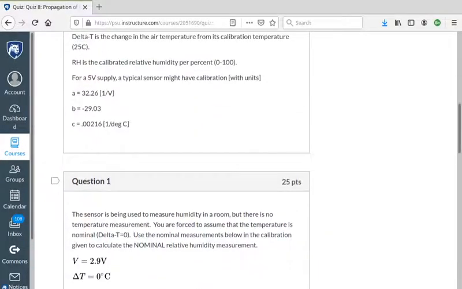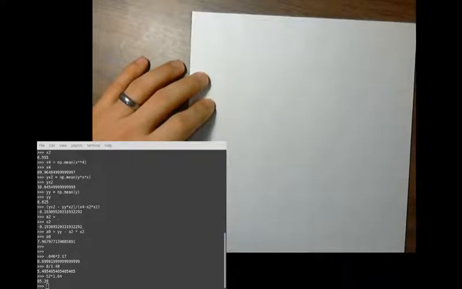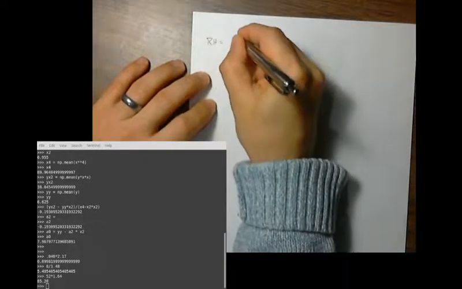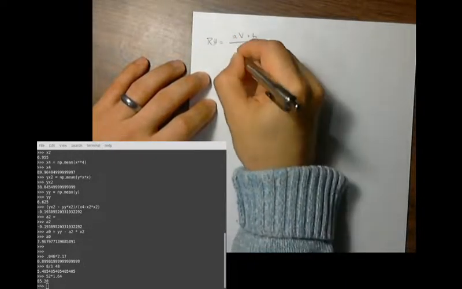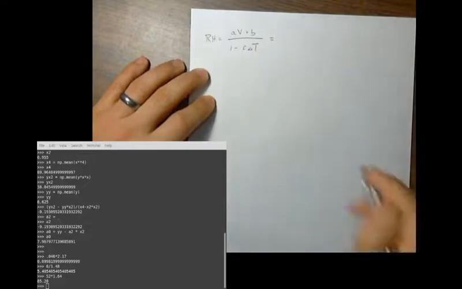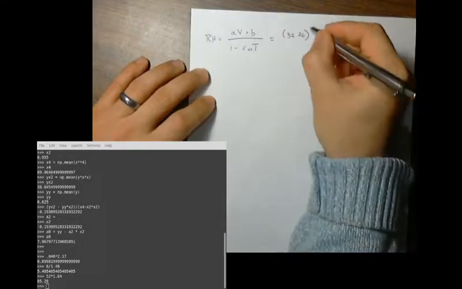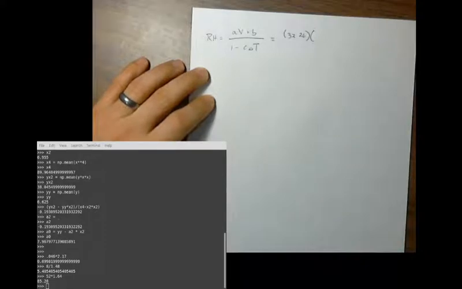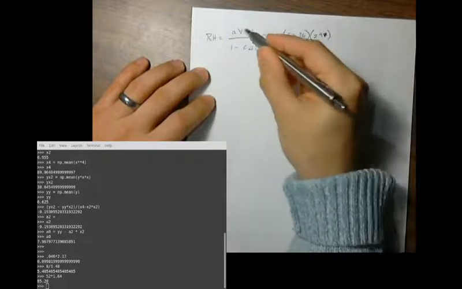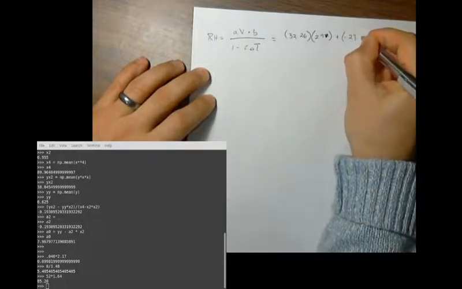All right, no problem. I'm just going to click over to my work. All right, here we are, and we're going to just copy the formula. Whoops, I can't quite see the formula. There we go. So relative humidity ends up being AV plus B divided by 1 minus C delta T. So when we plug in verbatim, we've got 32.26, and that's per volt. I'm going to be sloppy with my units and leave them off. My voltage was 2.9 volts. The offset B, I think it was negative, yeah, negative 29.03. Cool.